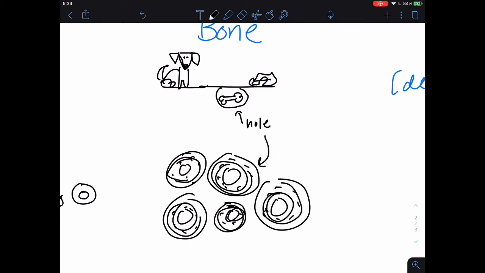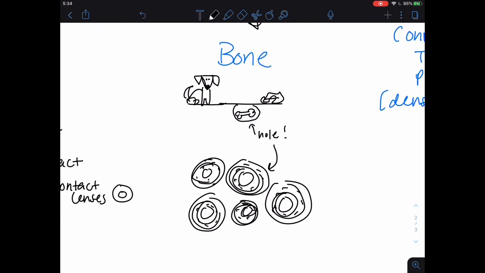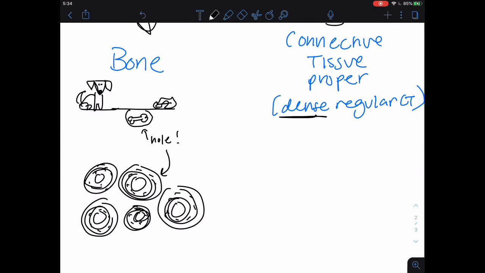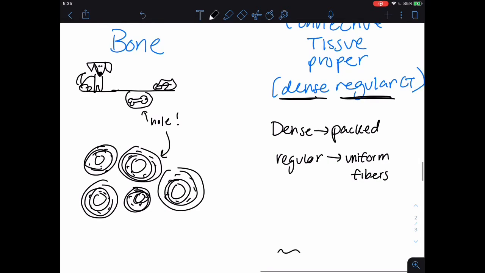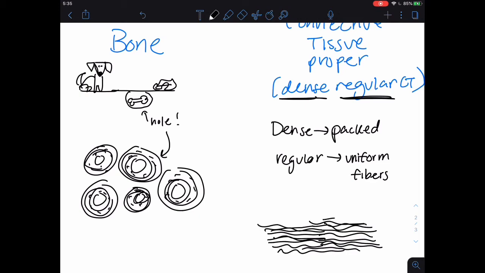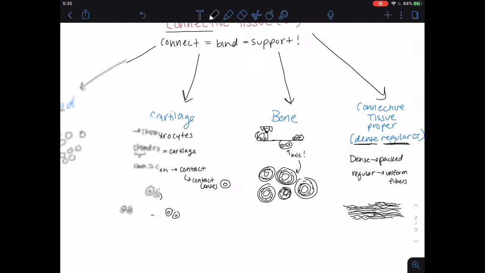Lastly, dense regular connective tissue. You can think about the word in the name. Dense, therefore think of the fibers packed densely together, and regular, you can think of it as in uniform, as in these same consistent fibers are well organized together.